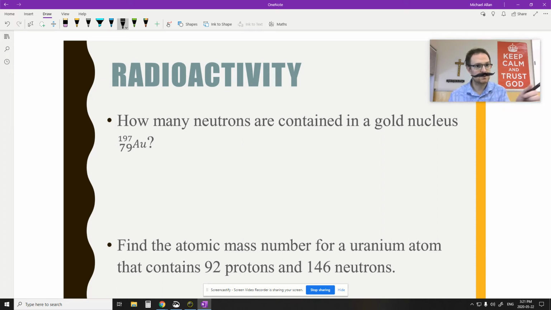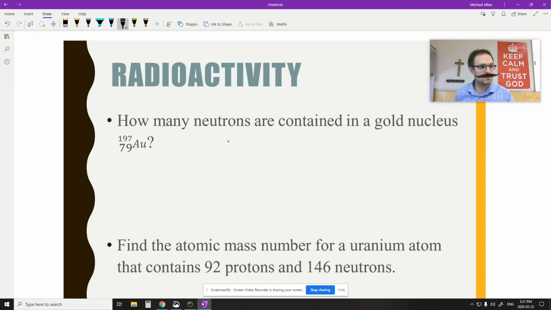So these top numbers are always whole numbers. So this 197, that's a whole number. They're never these decimal numbers that are on here. The decimal numbers is the average of all these isotopes. This is one very particular isotope, 197. There's gold 200, there's gold 202, there's gold 196, there's gold 195, right? So there's a bunch of different types of isotopes of gold. This is just one particular one, but if I just grab a bunch of gold in my hand, most likely I have a bunch of different isotopes in there.